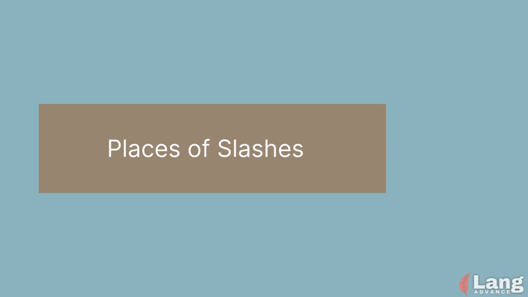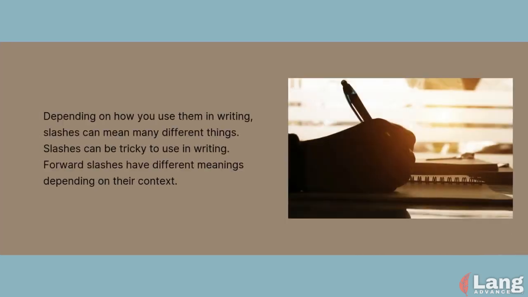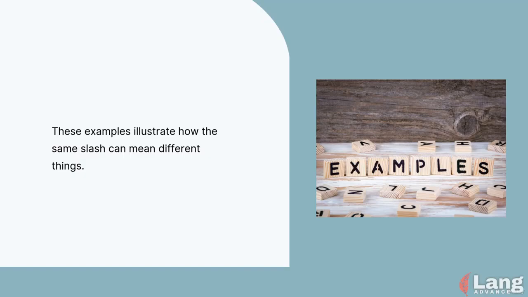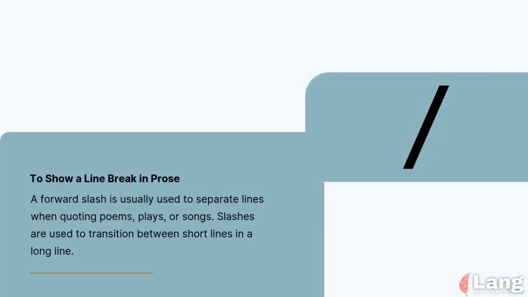Uses of slashes. Depending on how you use them in writing, slashes can mean many different things. Slashes can be tricky to use in writing. Forward slashes have different meanings depending on their context. These examples illustrate how the same slash can mean different things. To show a line break in prose. A forward slash is usually used to separate lines when quoting poems, plays, or songs. Slashes are used to transition between short lines in a long line.